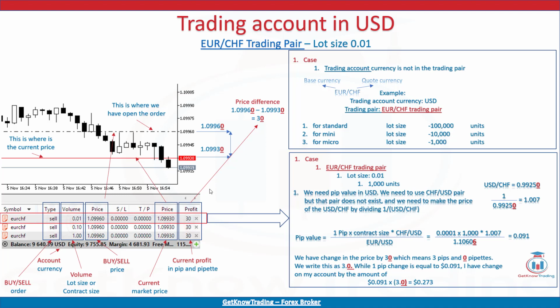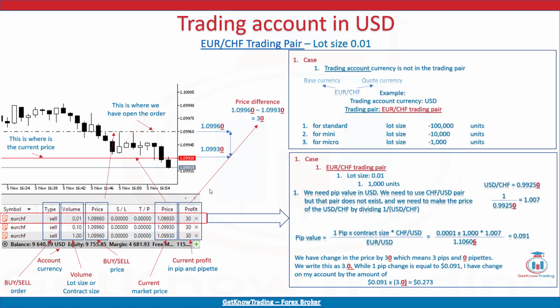So if the current price of the USD CHF is equal to 0.99250, we get the value of 1.007. So the pip value will be 1 pip multiplied with the contract size multiplied with CHF USD divided with the current price of Euro USD. Contract size is standard lot, micro lot or mini lot, but in our case as the first step we will use micro lot size, and that gives us 0.0001 multiplied with 1000 multiplied with 1.007 and divided with the current price of Euro USD, which is 1.10606, and that gives us a pip value of 0.091.